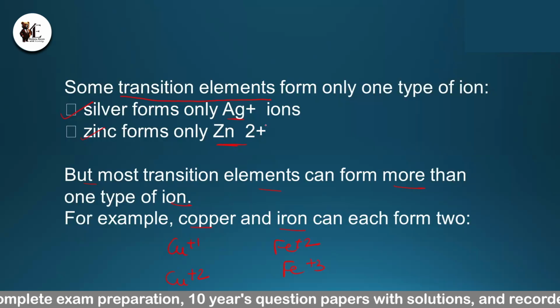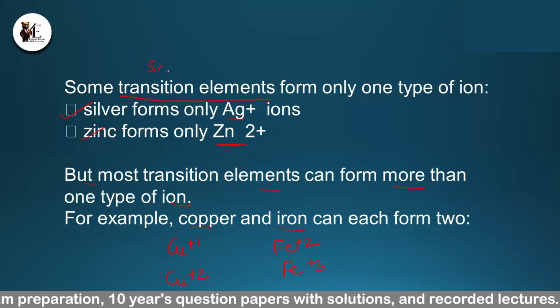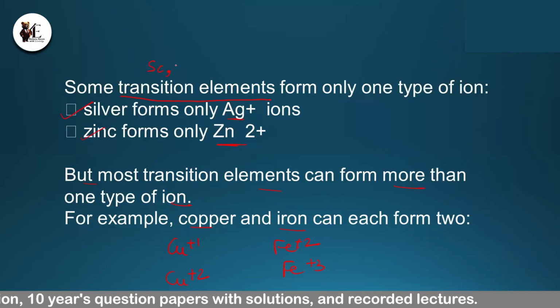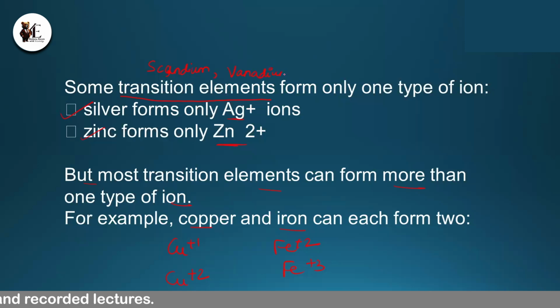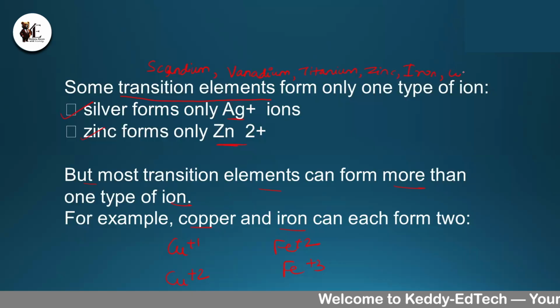If you have your periodic table, then you can see you have scandium, vanadium, titanium. These are all transition elements. Zinc, iron, copper, all these are transition elements. They lie in the middle of the periodic table.